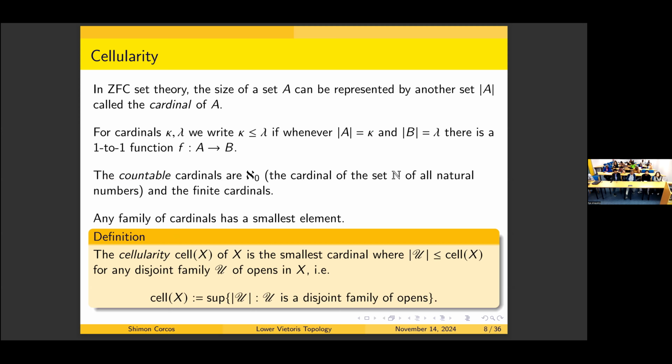Cardinals can be infinite, and the smallest infinite cardinal, which we call the countably infinite one, is the cardinal of the natural numbers. And in this theory, any family of cardinals has a smallest element. So we can then define the cellularity of a space to be the smallest cardinal which is greater than or equal to the cardinal of any disjoint family of opens in that space. In other words, the cellularity is the supremum of all cardinals associated with disjoint families of opens in the base space.